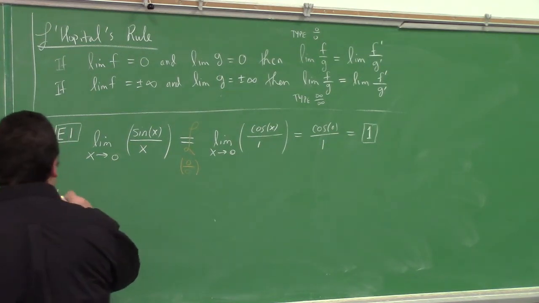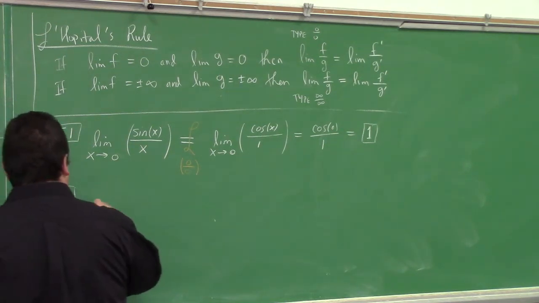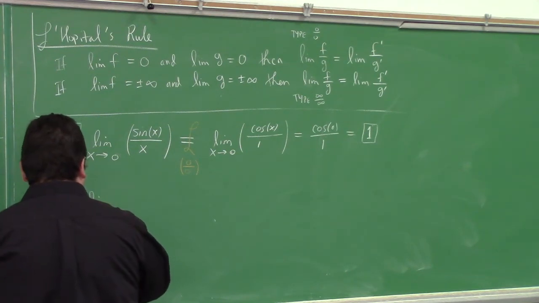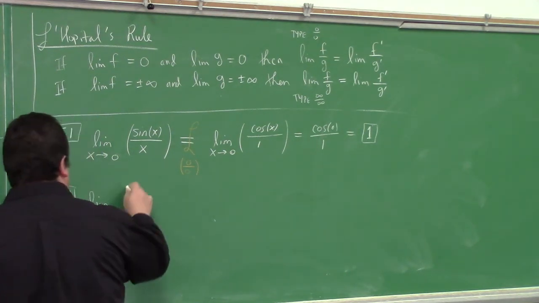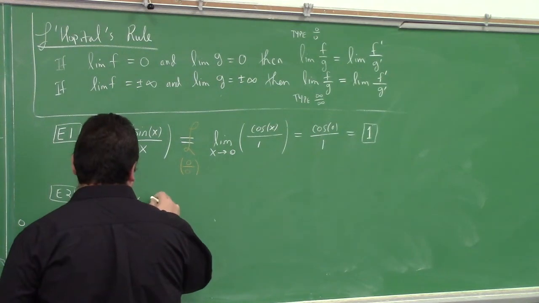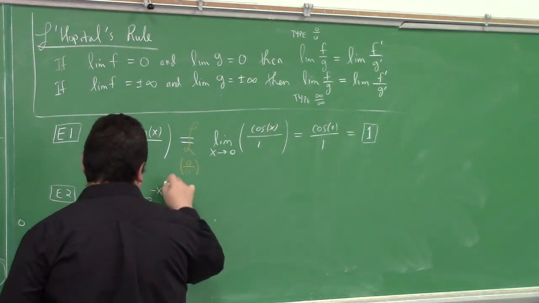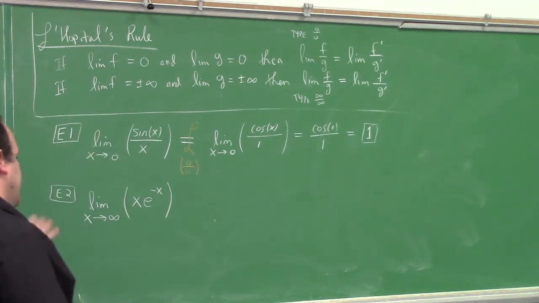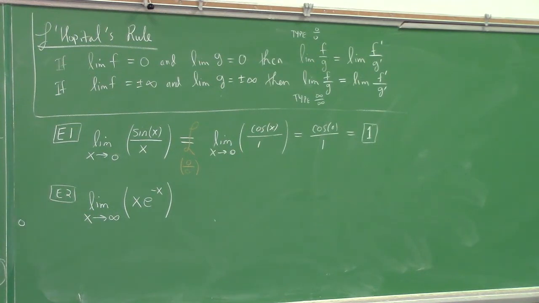Example 2. The limit as x goes to infinity of x e to the minus x. Now, at first glance, this is not a quotient, right? Notice that L'Hopital's rule tells us how to unravel indeterminate quotients, either type 0 over 0 or type infinity over infinity. So the first thing I need to do is to convert this to a quotient.